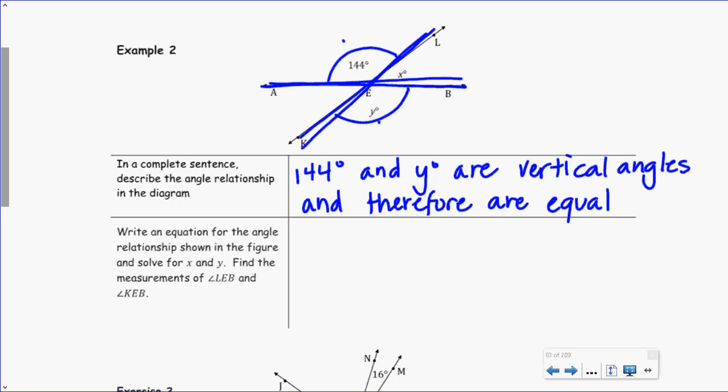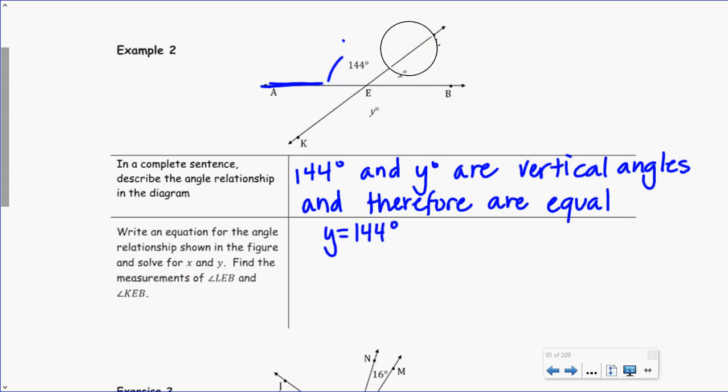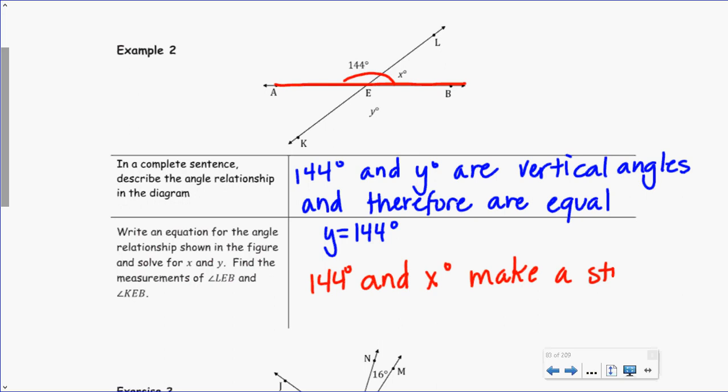Okay, so now what we need to do is try to figure out what the relationship is between x and y. Well, we know that y is 144 degrees. If you notice, x and y make a straight line. Not only do x and y make a straight line, you can also see that 144 and x make a straight line. So let's go ahead with that angle relationship. 144 degrees and x degrees make a straight line.